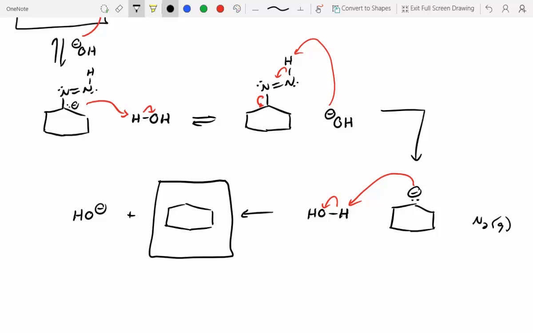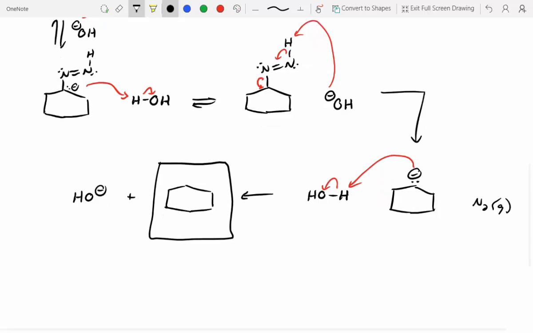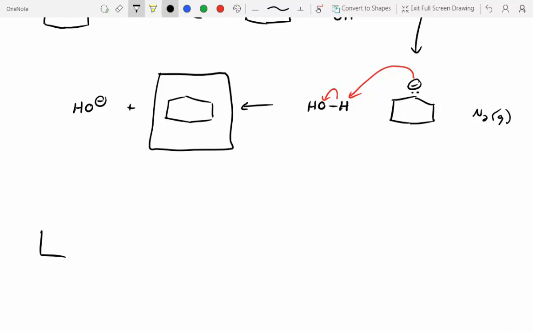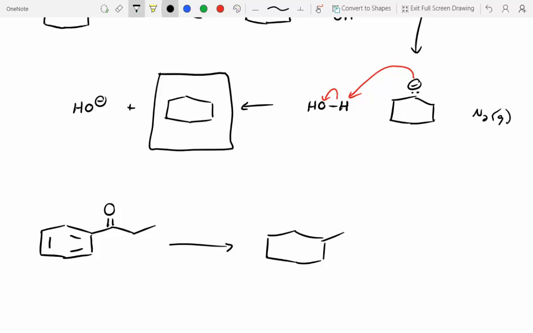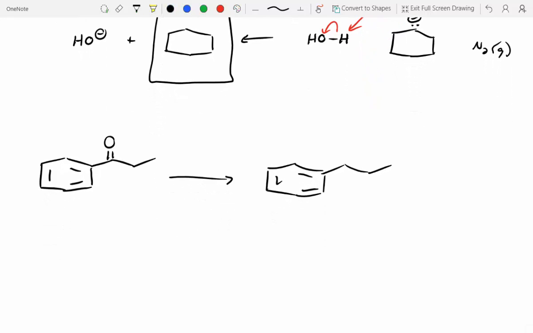We saw another reaction that was really similar to this. Does anybody remember the name of that reaction? I'll give you guys a hint. If we want to go from here, oops, to here, what reagents did we need? What was it? Yeah, the Clemmensen reduction. And what reagents did we need for that? Yeah, zinc, mercury amalgam, and then HCl.